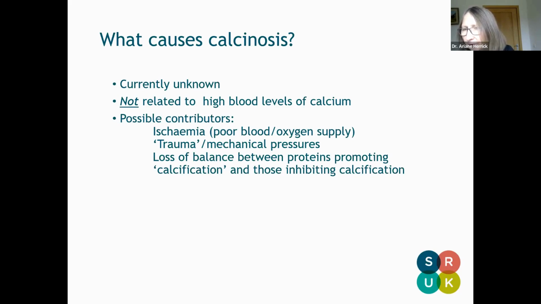So there are a number of different things which contribute. And there is ongoing research to try and find more out about it, because of course, if we understand more about the underlying disease mechanisms, then that increases our chances of developing specific treatments which are aimed at these pathways.